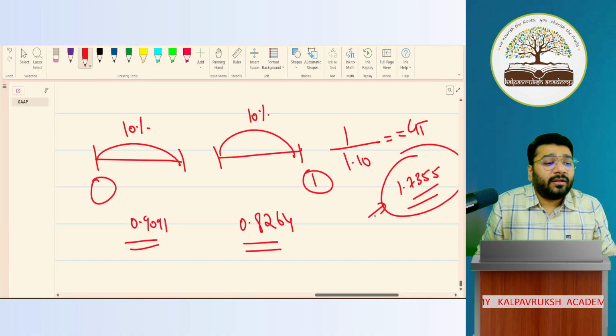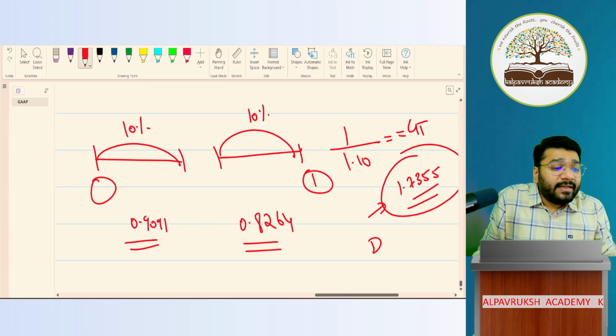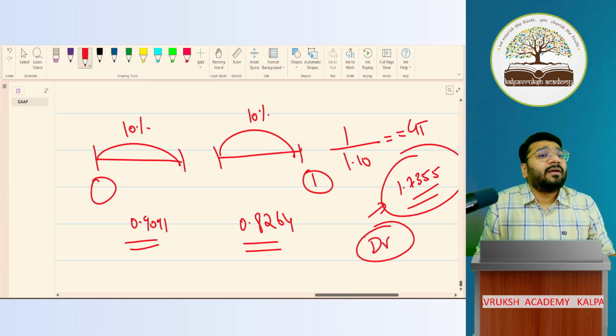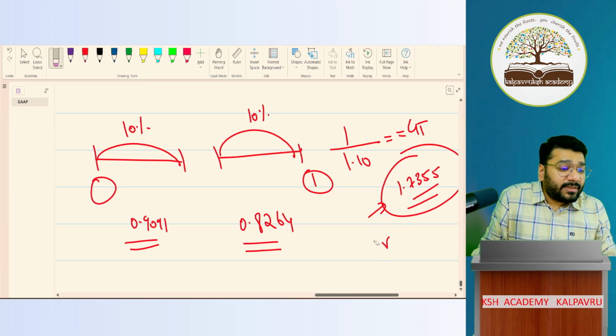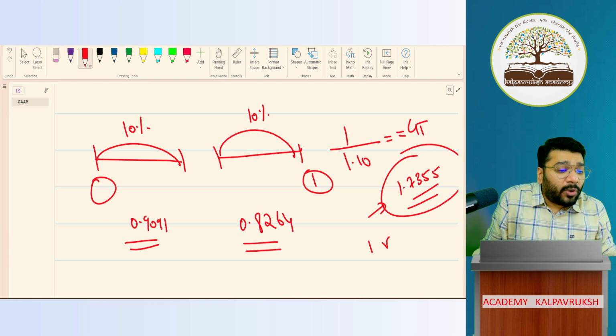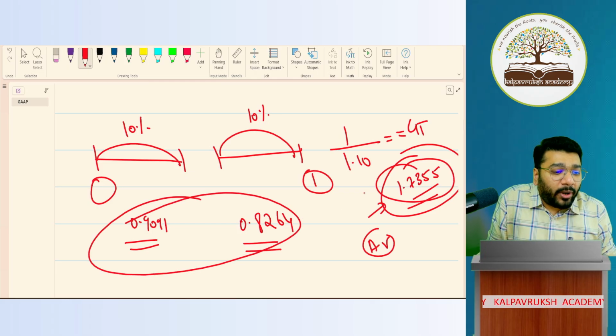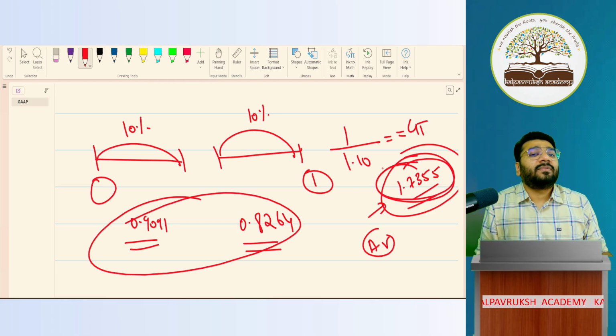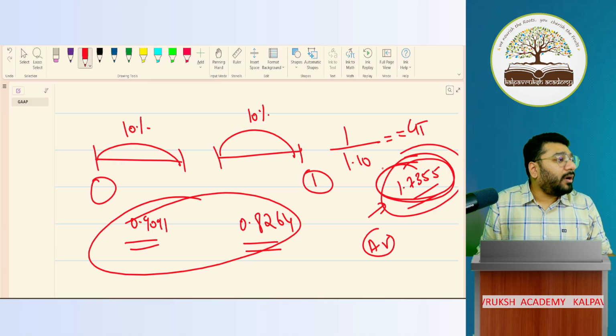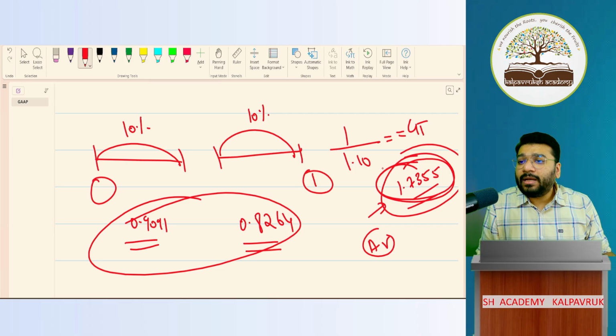So this 1.735 is called the discounted value. Sorry, annuity value. This is called the annuity value. Annuity means the sum total of these both. If you add them, you'll get 1.7355. Got it, not got it? Online people, got it, not got it?